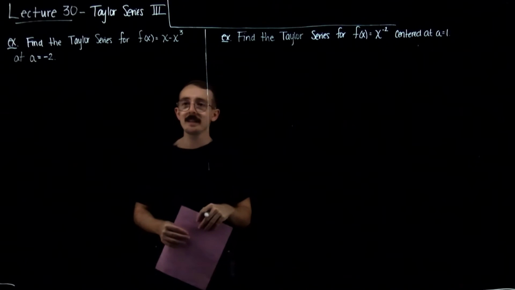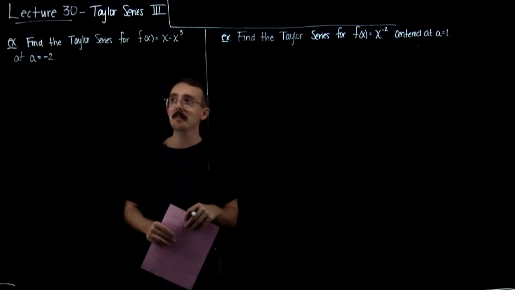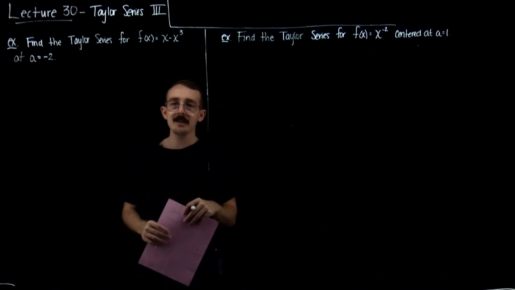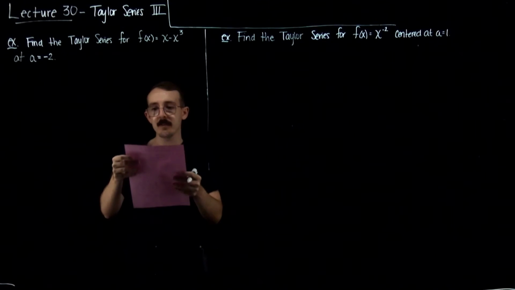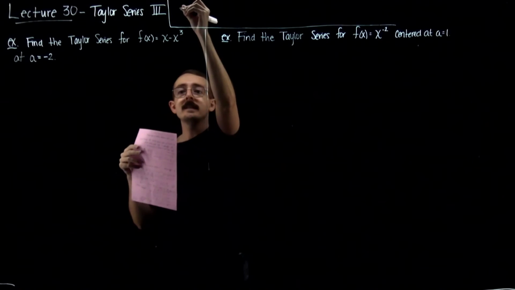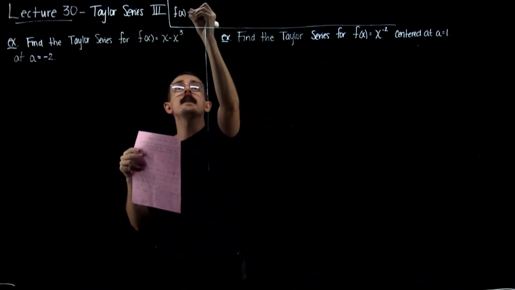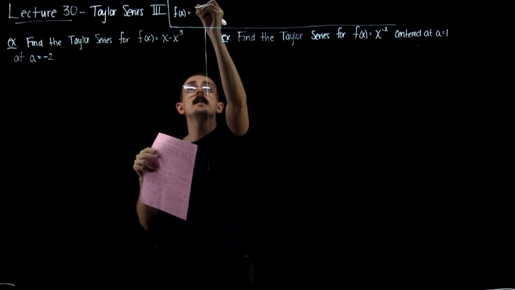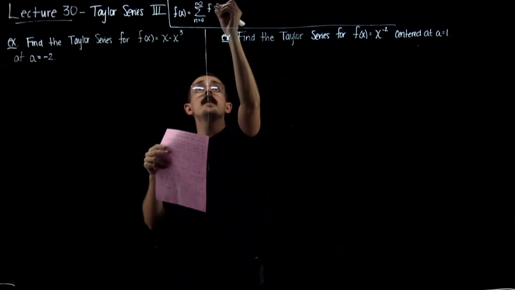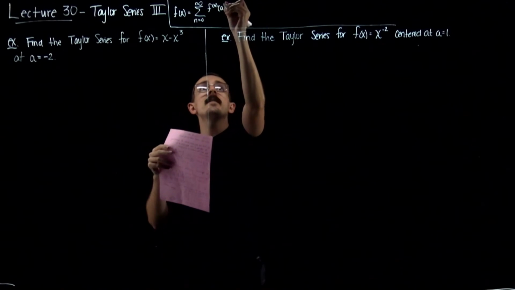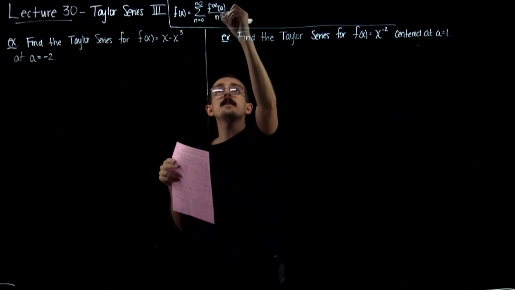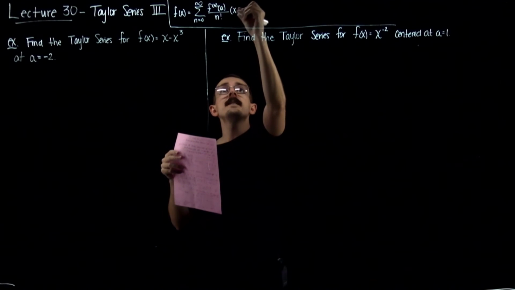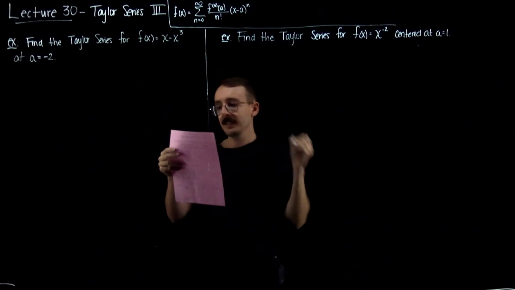Welcome back. Let's look at these final 2 examples of Taylor series. Before I do these, I want to remind you of the general formula for finding a Taylor series. So let me write that at the top for you for your notes. The Taylor series formula is a function f of x equal to the summation from n equals 0 to infinity of the nth derivative of f at a, where a is the center of the series, divided by n factorial, times x minus a to the n.